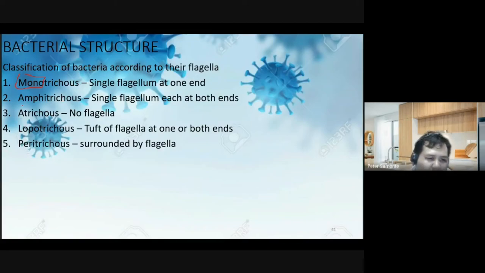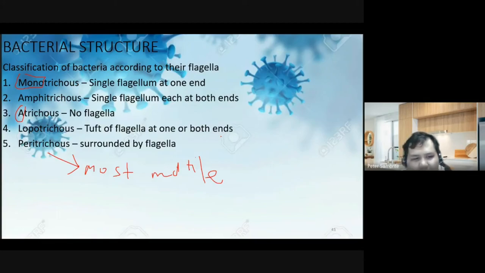Now, another one would be your atrichous. Your A meaning absence or no flagella. Lophotrichous, meaning a tuft of flagella at one or both ends. And peritrichous, your bacteria being surrounded by flagella. So your peritrichous class, this would be the most motile. So if your bacteria is peritrichous, this would be the most motile. Sobrang, para siyang kitikiti sa tubig class. Pag nakita niyan sa microscope.